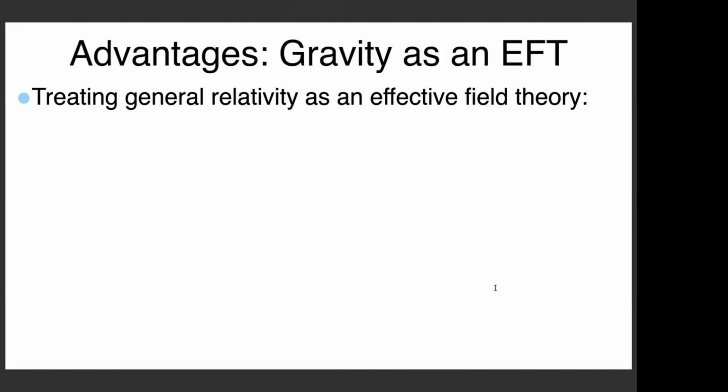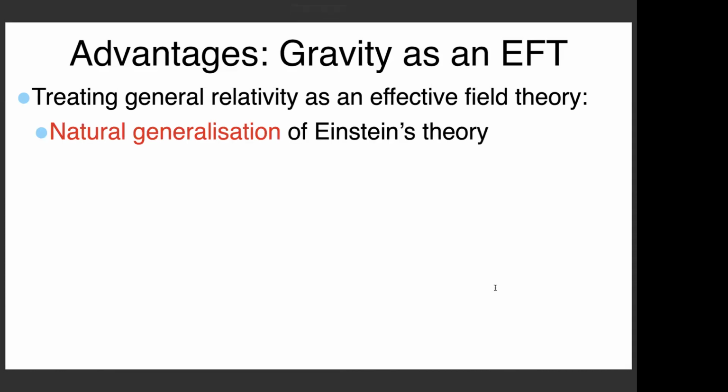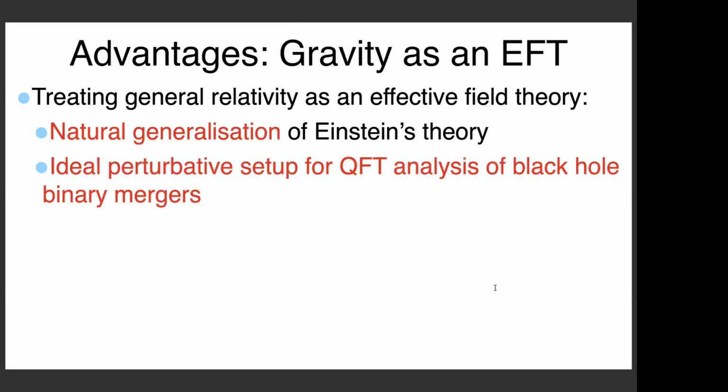The advantage of using this framework is just to have a consistent starting point, but it's also a very natural generalization. In fact, if you look back at how Einstein derived his field equations, there's nothing there that dictates that you could not include higher derivative terms. It's clear from the way it's formulated that these things will give very minimal effect to the equation of motion. So it poses a quite ideal setup for a QFT analysis of black hole mergers.